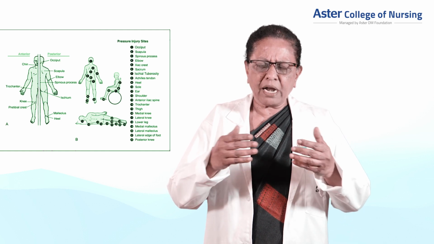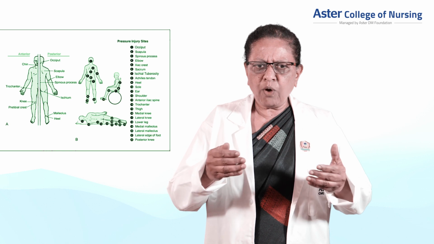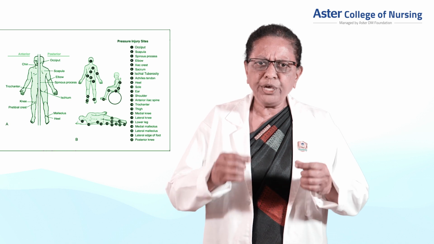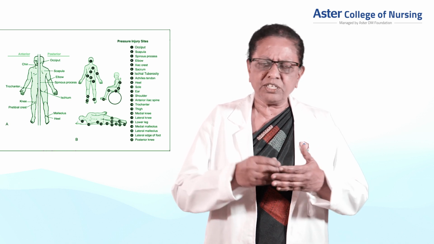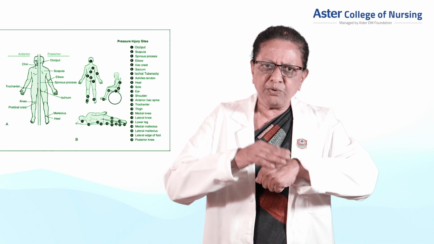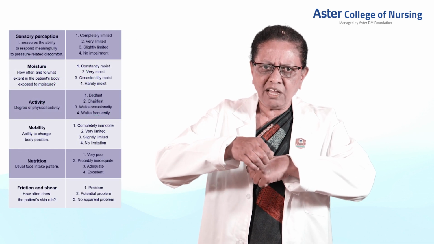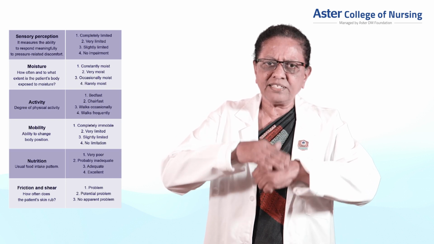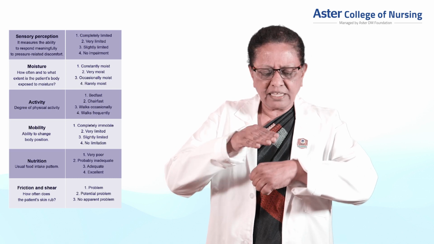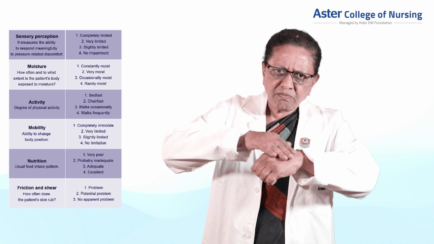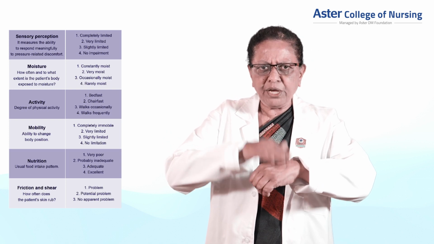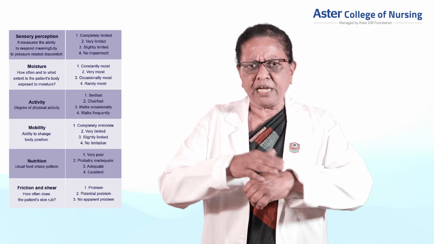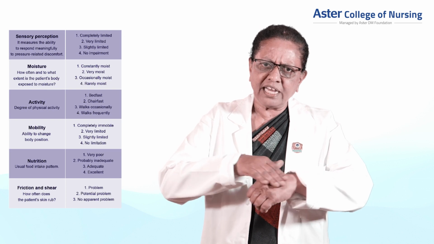As you all know, in the Braden skin assessment there are 6 aspects of assessment. So how do you remember these 6 aspects? I'll make it very simple for you. First, when you assess the skin of the patient, you look at the condition of the skin. Does the patient have sensation or not? That is one aspect. Then, is the patient's skin very moist? It could be with urine, fecal matter, or sweat. That is the second level you will see.